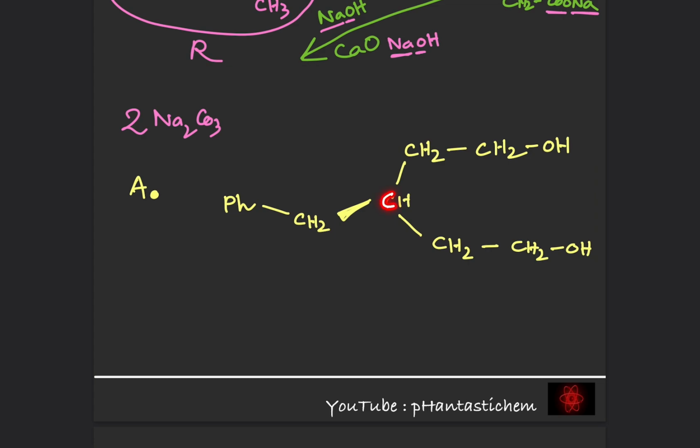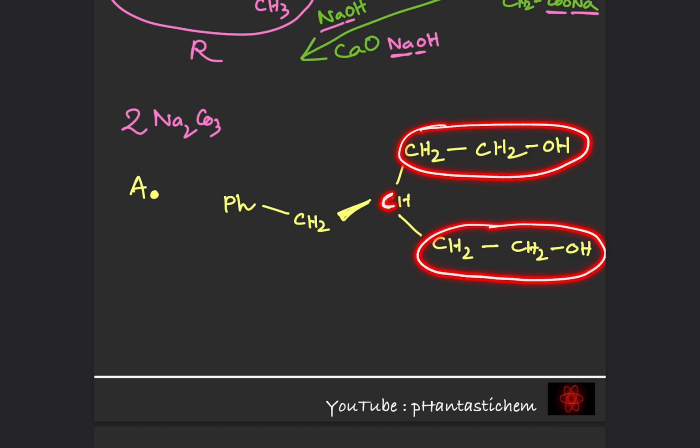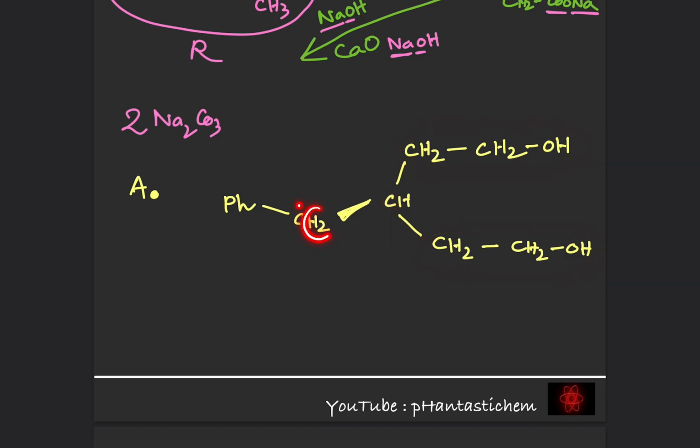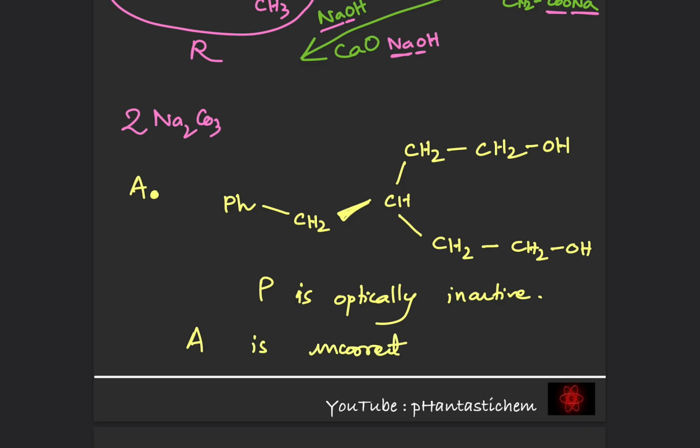For example, let us look at this carbon. It is attached to this group CH2CH2OH, which is similar to the other CH2CH2OH. Let us look at this carbon, it has two similar hydrogens, and Ph is planar and consists of double bonds. So there is no chiral carbon in this molecule. Therefore P is optically inactive, and A is incorrect.